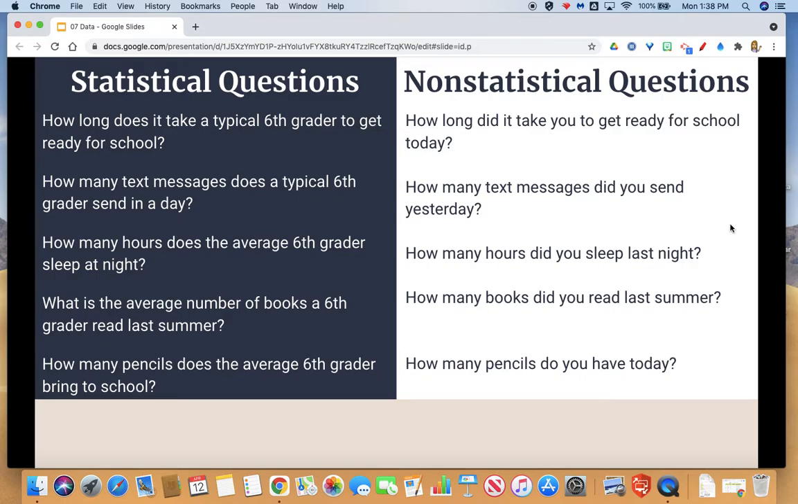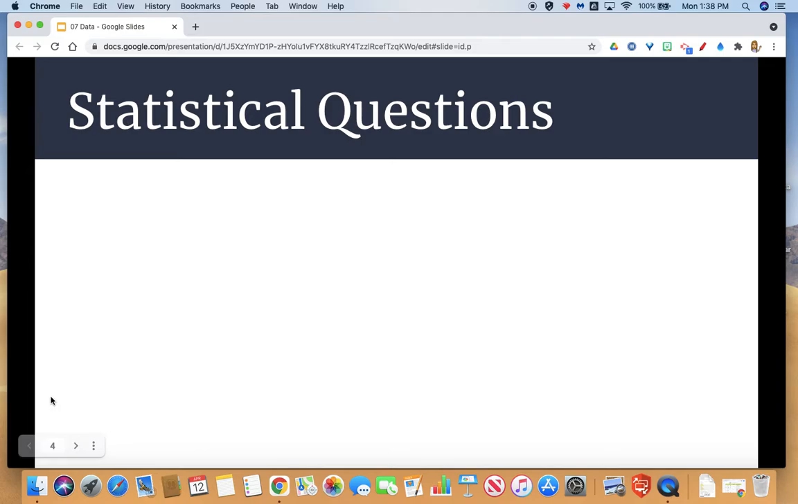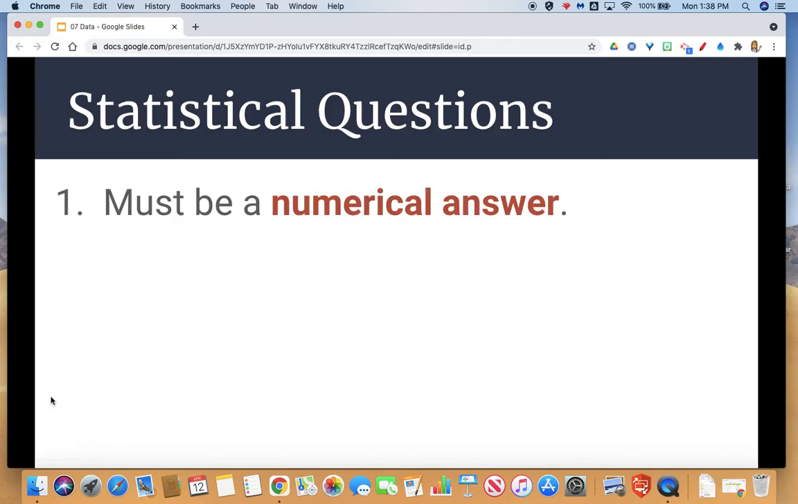Pause the video. What are you noticing as you compare the 2 columns? Let's think about what some of the characteristics are for these questions that are on the statistical question side. There's 4 things that a statistical question has. Let's see if you were able to spot any of them. The first thing is all of the answers must be numerical. That means we get a number answer when we ask it.